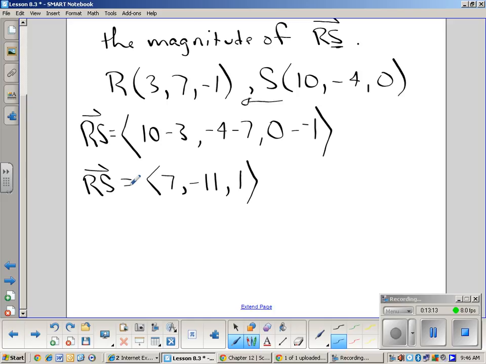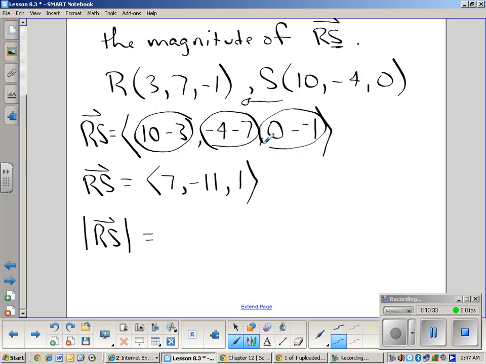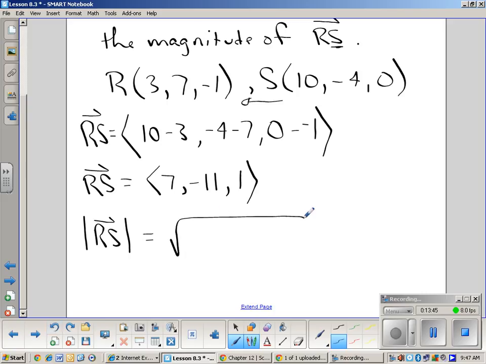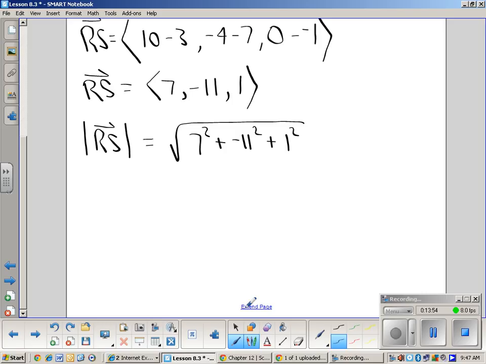Okay? Now we want to find our magnitude. So how do we find the magnitude of RS? Same thing, but just square the x's and the y's and the z's and take the square root of it. Okay, I'm liking that. You're saying it's the same as this, except we have to square each of these, right? And then take the square root of it. So, let me clean that back up. So you're saying, can't we just take the square root of 7 squared plus negative 11 squared plus 1 squared? And I want to ask you, did I write that okay?